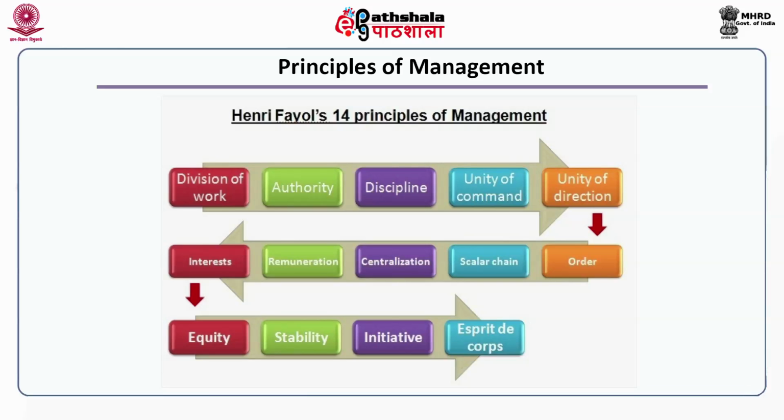This scalar chain will work as a chain of command and communication. Next principle is order. According to this principle, there should be orderliness in an organization. In an organization, there should be an appropriate place for everything and everyone, and everything and everyone should be at the right place.